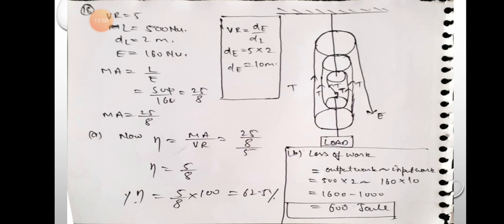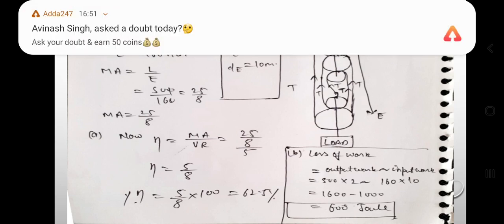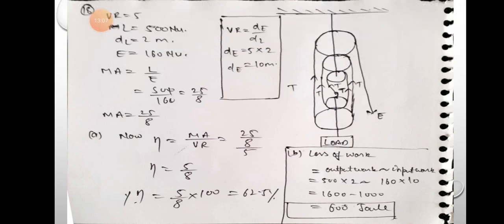Now moving ahead to question number 18. In question number 18, you have to draw a level diagram of a block and tackle system having a velocity ratio of 5. So since velocity ratio is 5, therefore the number of pulleys will be 5. So I have put 3 pulleys in the upper half and 2 pulleys in the second half.